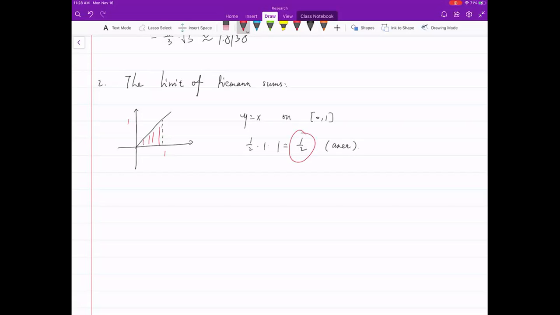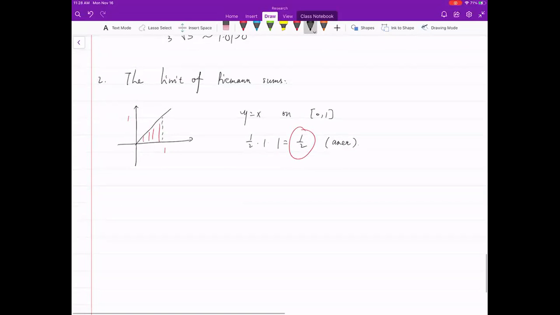With that in mind, this time we cannot take the shortcut. We cannot say 4 rectangles. We have to say n rectangles. Try your best to write down all the stuff you can. From 0 to 1, you have n rectangles. How long is each rectangle? Which is just 1 over n. The total length is 1. You have n rectangles. Each one is 1 over n.